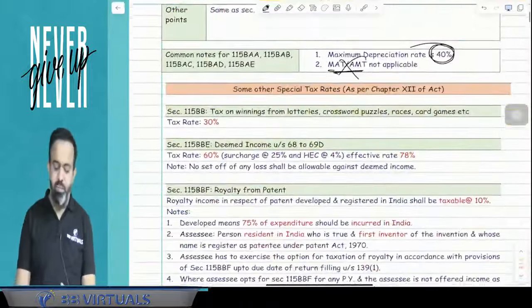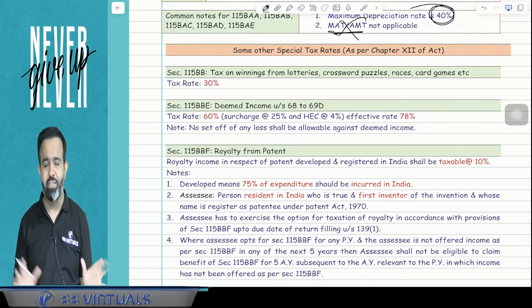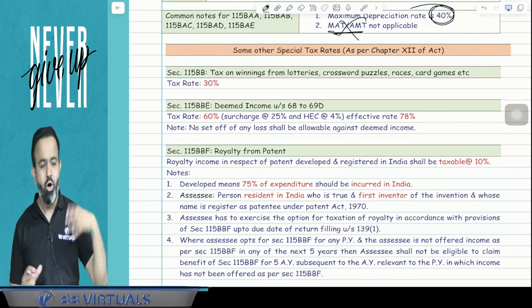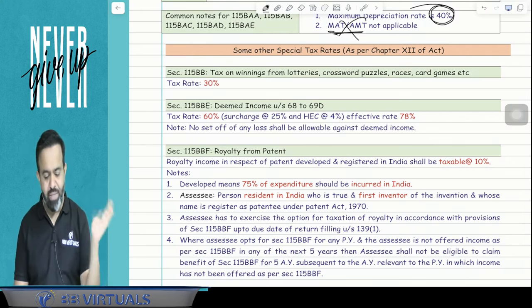Done. So this is the completion of your special taxation regime, or you can say the alternative taxation regime 115 BAA, BAB, BAC, BAD and BAE.